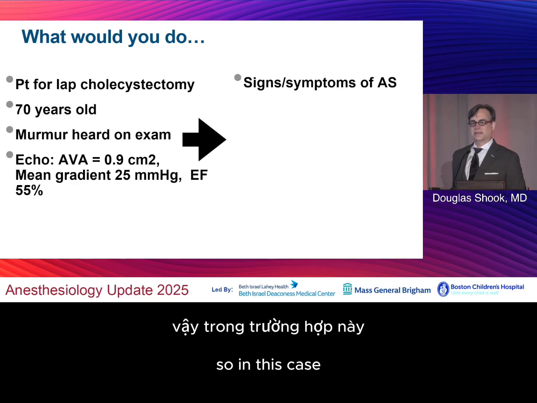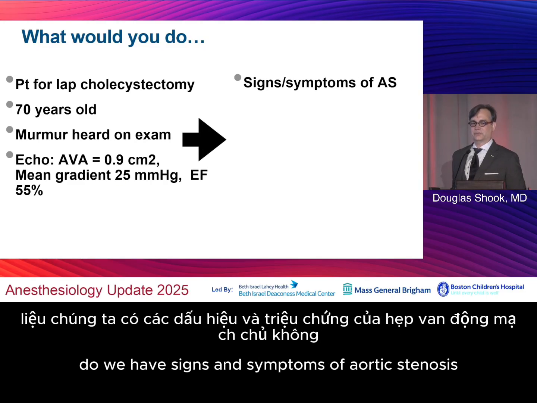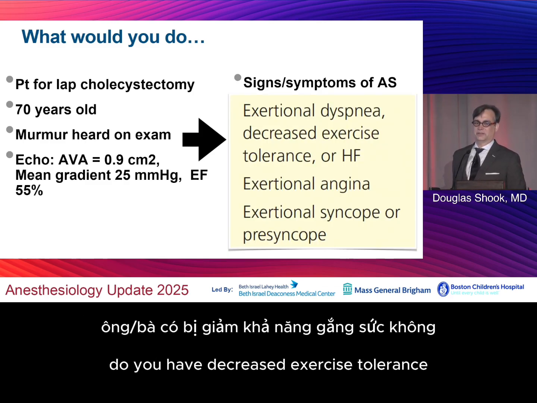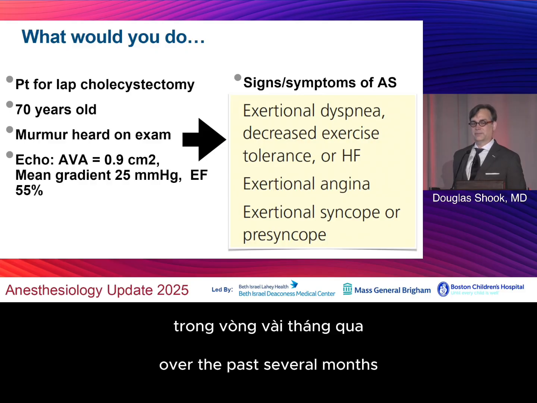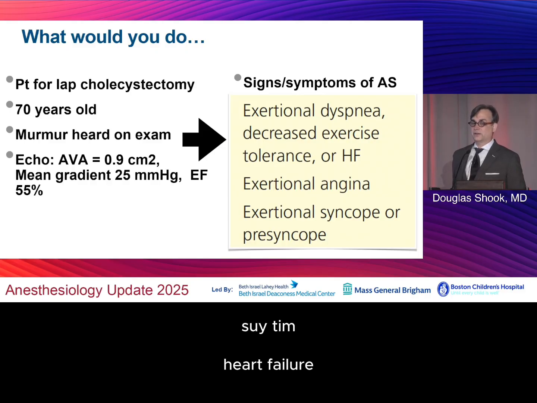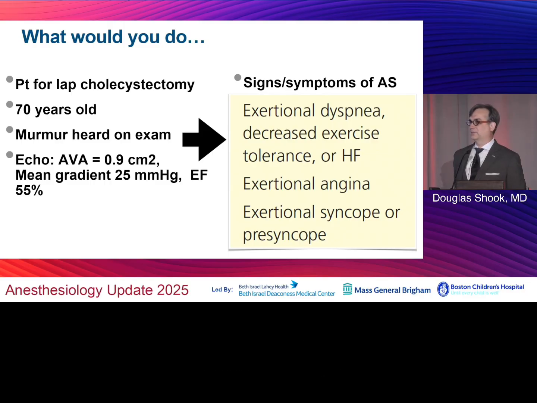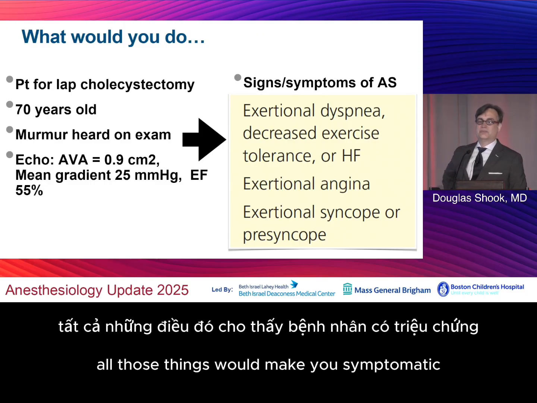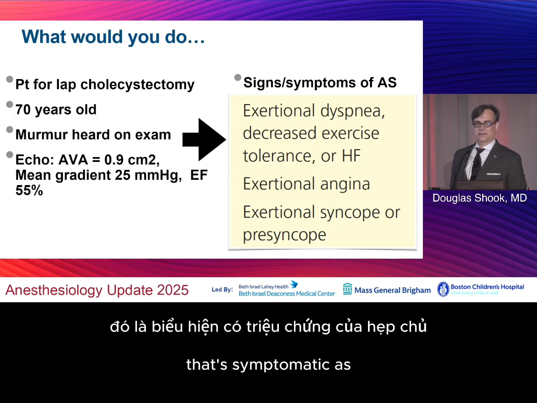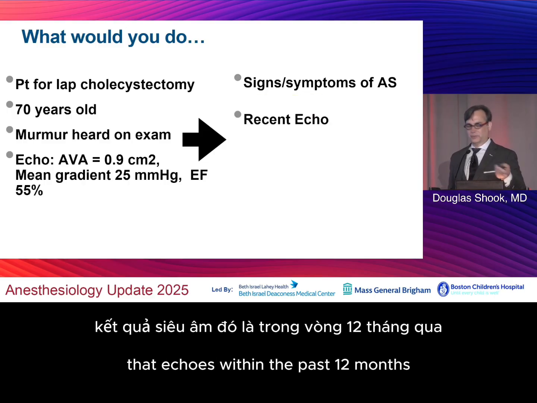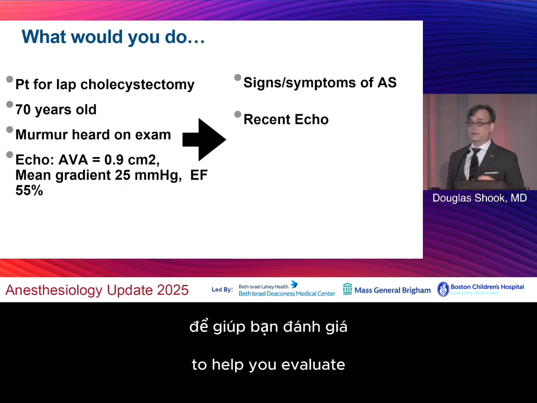So in this case, do we have signs and symptoms of aortic stenosis? So you ask the patient, do you have exertional dyspnea? Do you have decreased exercise tolerance over the past several months? Heart failure symptoms, and exertional angina, exertional syncope. All those things would make you symptomatic. That's symptomatic AS. Recent echo, so make sure that echo's within the past 12 months to help you evaluate.